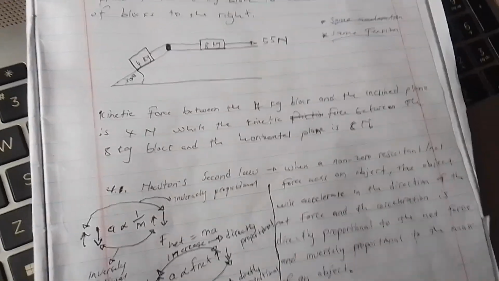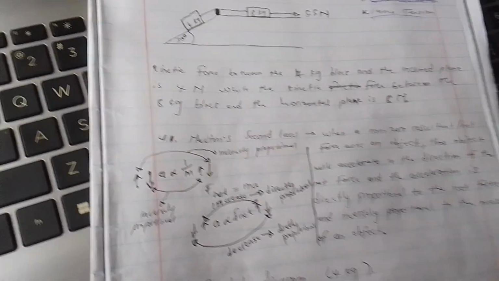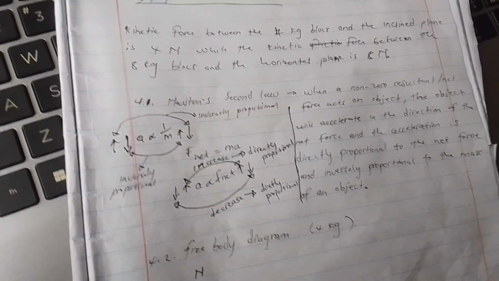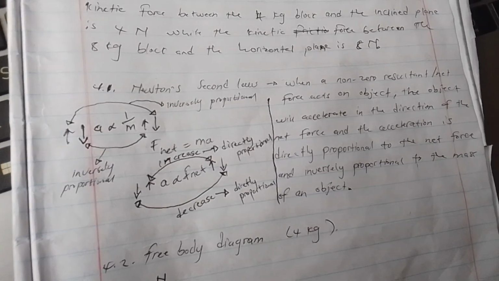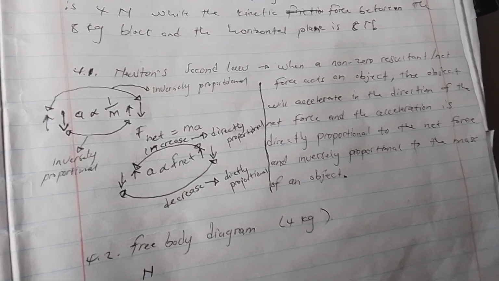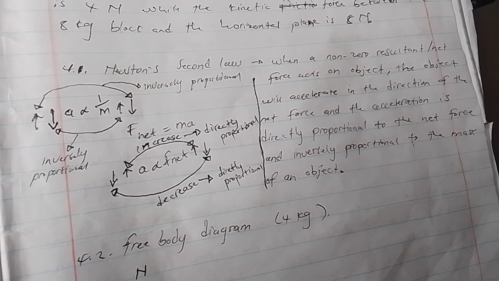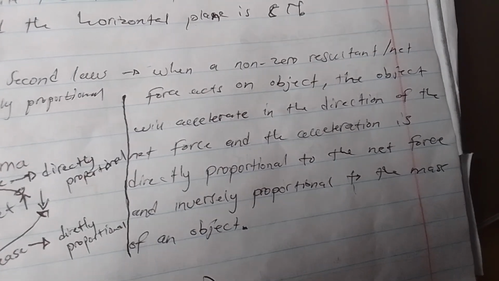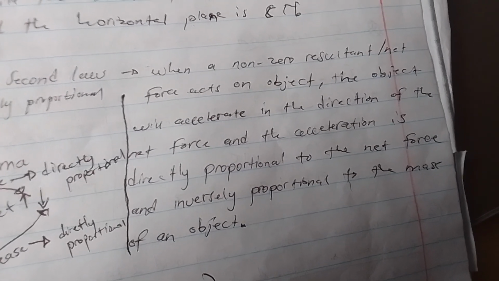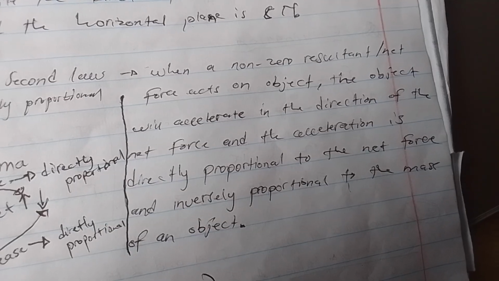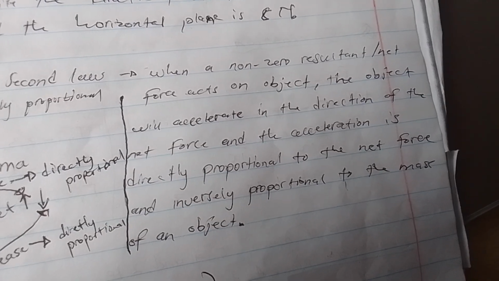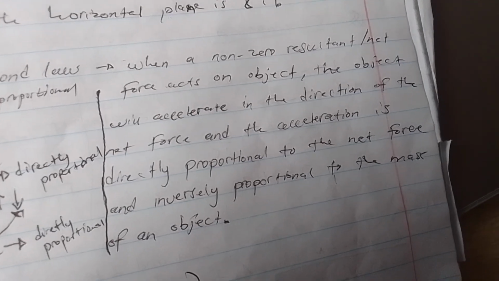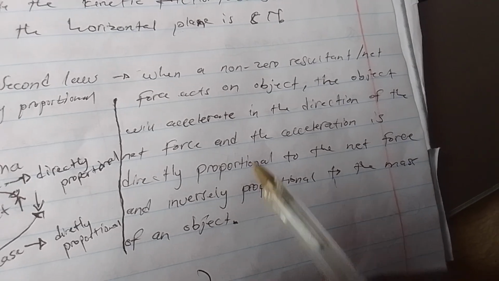Let's go to our first question, which says define Newton's second law. Our Newton's second law definition is, okay, let me zoom in a little bit. When a non-zero resultant or net force acts on an object, the object will accelerate in the direction of the net force, and the acceleration is directly proportional.